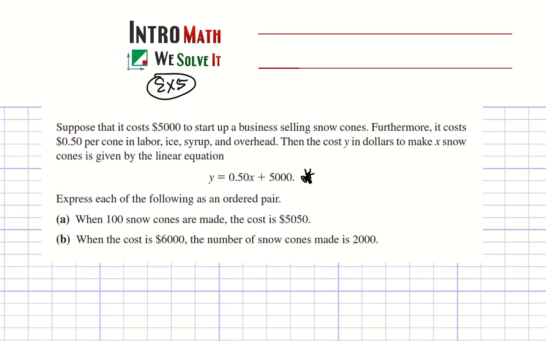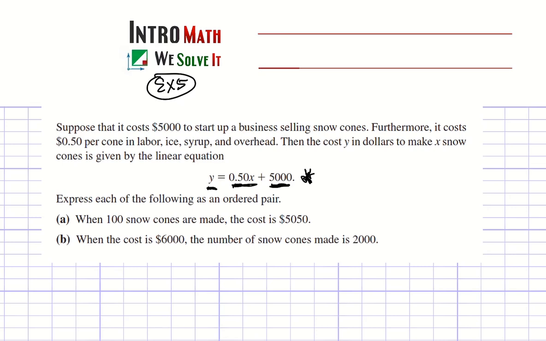So the cost y in dollars to make x snow cones is given by that. This is the startup cost, this is the cost per cone, and the x is there and the y is there. So it's a linear equation in 2 variables. It says express each of the following as an ordered pair.